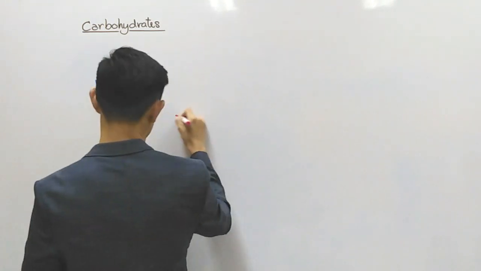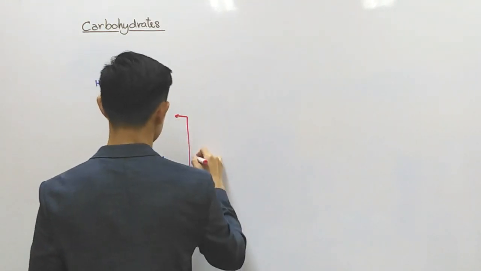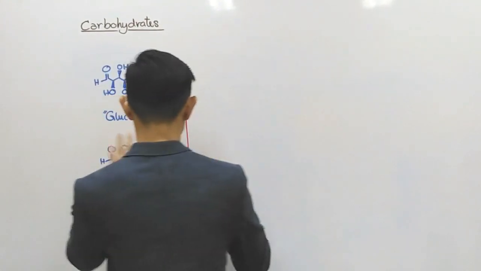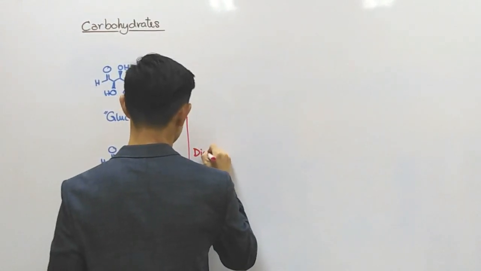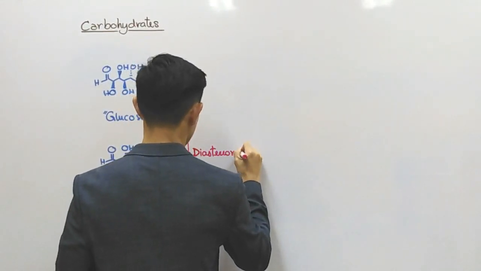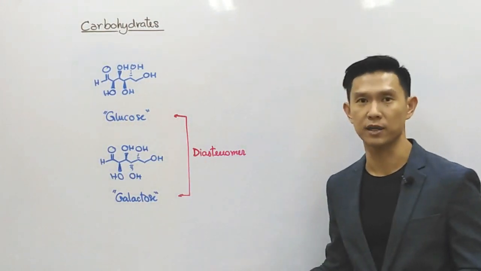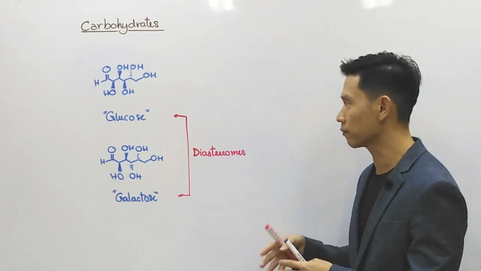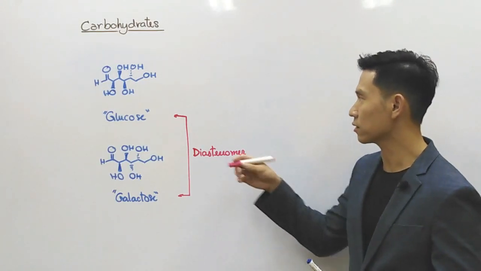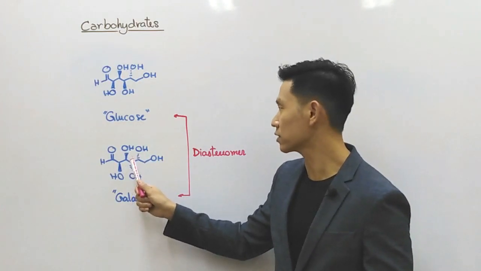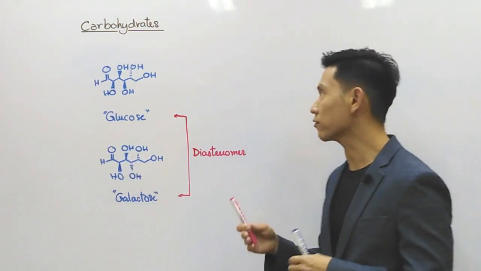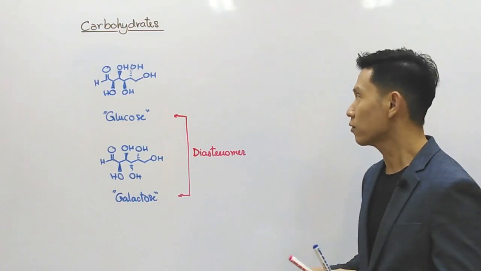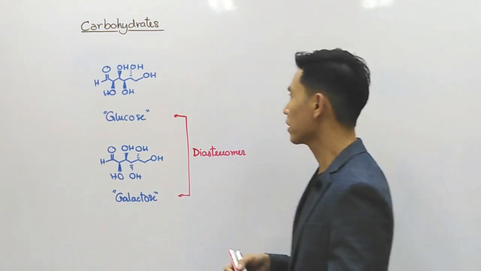So all of these, like glucose and galactose, the relationship between these 2 isomers is called diastereomer. Because these 2 are stereoisomers, but it's not a complete mirror image of themselves. It is the mirror image on just carbon number 4. So instead of calling this an enantiomer, we call this a diastereomer. What is the enantiomer of glucose?